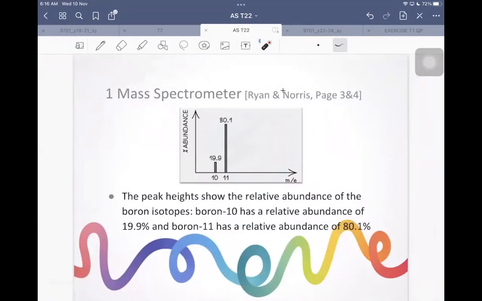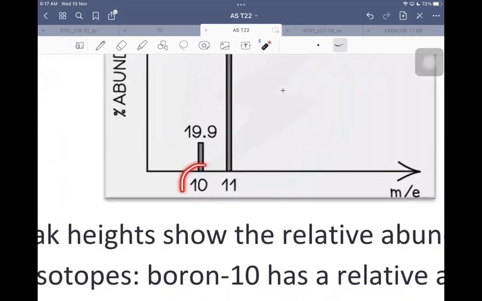This is an example of the element boron, which has an atomic number 5. There are two isotopes of boron, boron 10 and boron 11. Now, if you look at your periodic table, you would notice that the relative atomic mass of boron is 10.8. But there are two types. So this is called the relative atomic mass.